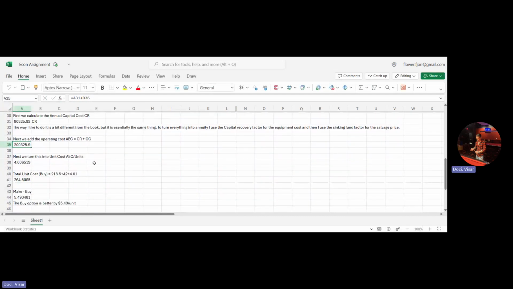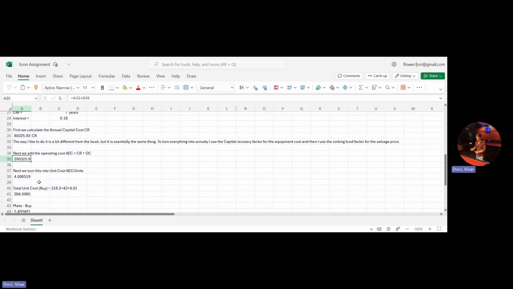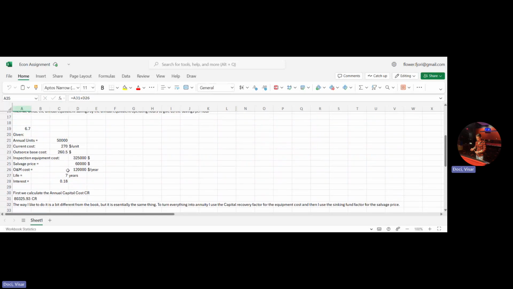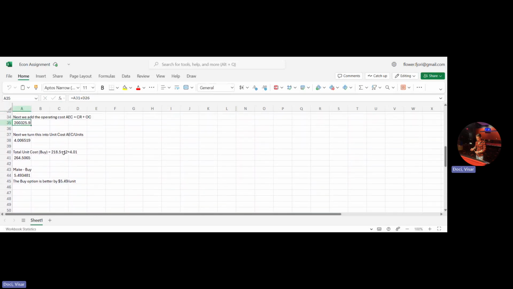Next, we turn this into unit costs, which is the value that we got earlier divided by the 50,000 units, and it comes out to 4.01. The total unit cost to buy comes out to the 260 that we had here, which was the base cost, plus the 4.01 that we got previously, and it comes out to $264.5 per unit.